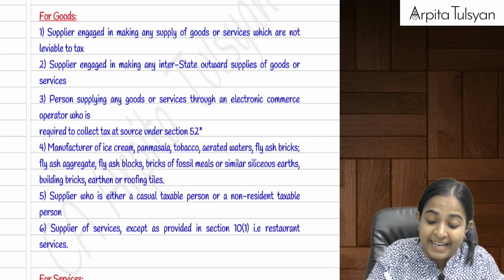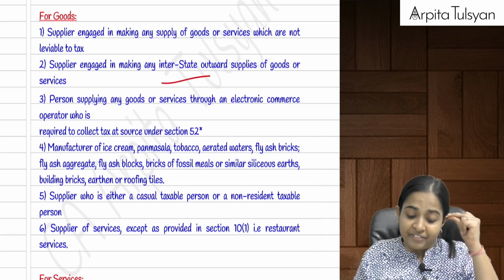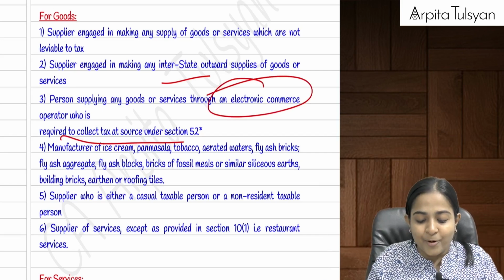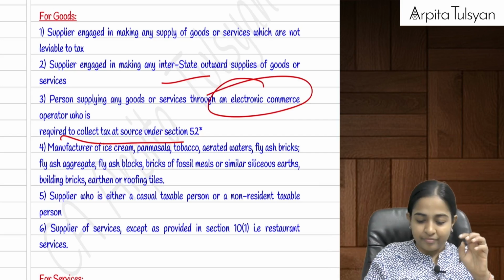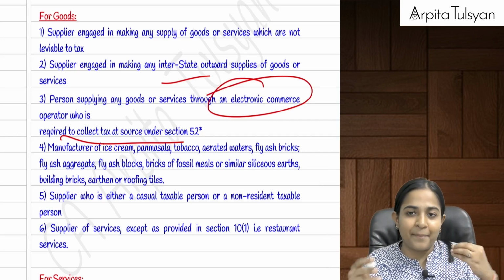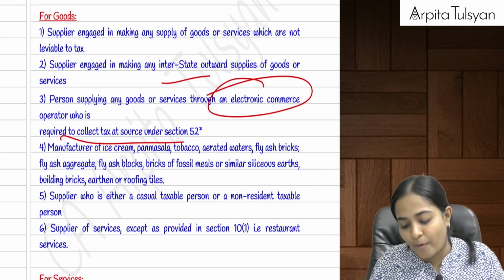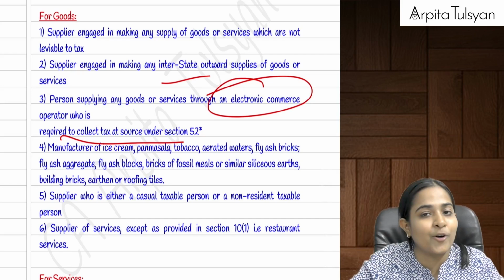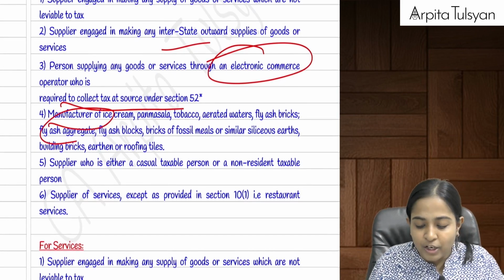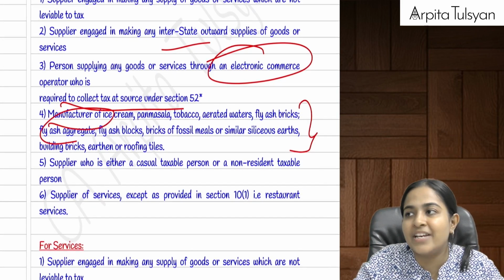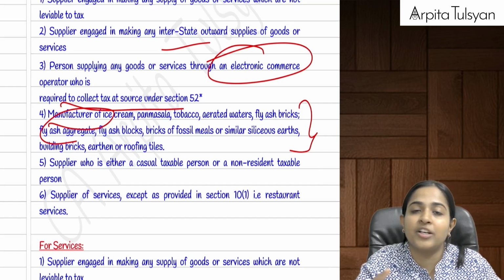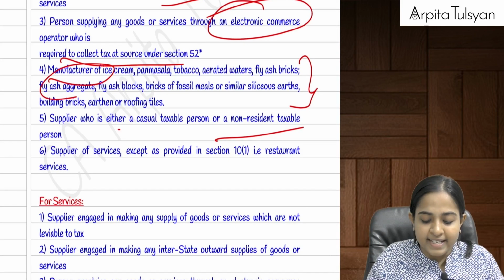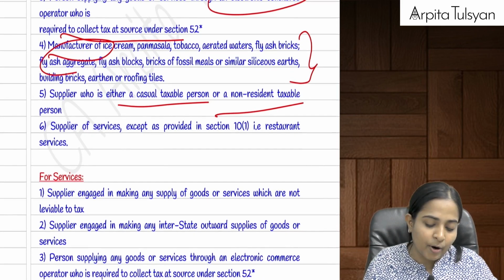If that person is doing some interstate supply, not eligible. If that person is supplying goods through an e-commerce operator who is collecting tax at source, as of now just remember that if that restaurant, for example, is providing services through an e-commerce operator who is collecting the TCS, then that restaurant cannot come under composition scheme. Manufacturing of some prohibited products is anyway not allowed. If you are engaged in that product's manufacturing, composition scheme is not eligible, but trading of that product is allowed. If that person is a non-resident taxable person or a casual taxable person, he cannot come under composition scheme.